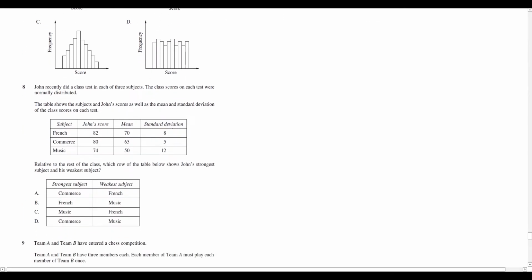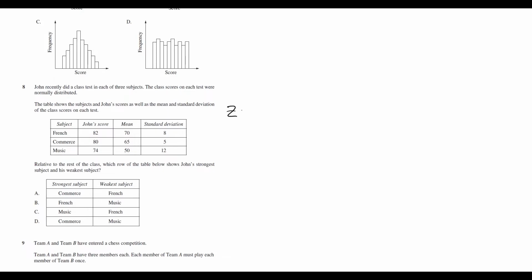Okay, part 8. So John recently did a class test in each of 3 subjects. The class scores on each test were normally distributed. The table shows the subjects and John's scores, as well as the mean and standard deviation of the class scores on each test. So we have French, Commerce, and Music. So, relative to the rest of the class, which row of the table below shows John's strongest subject and his weakest subject? Okay, so let's go through and let's figure out his z-score for each.